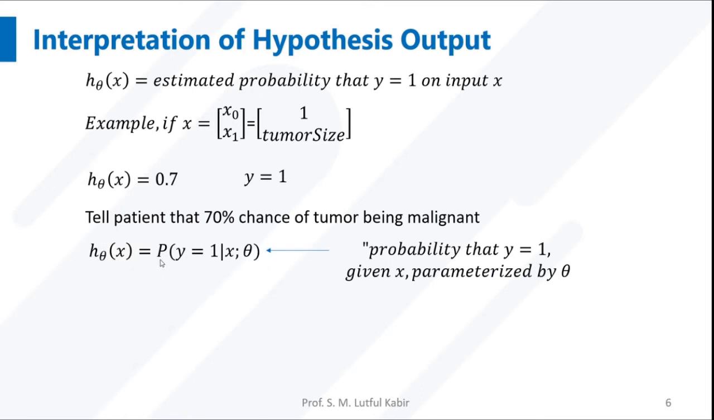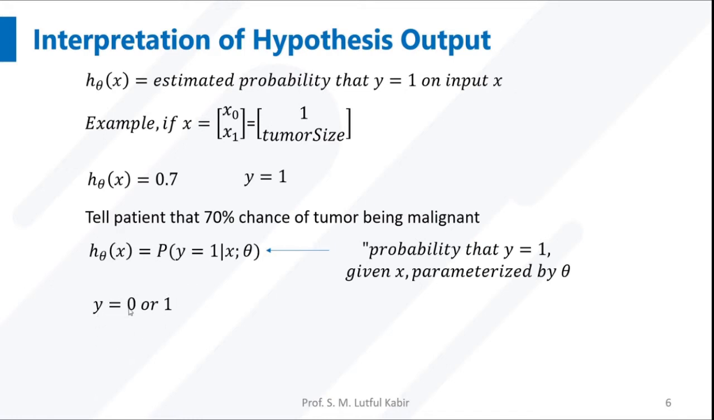So mathematically, we describe it like this. h of x is nothing but the probability of y equal to 1, that means the probability of having a malignant tumor for a certain value of x, which is parameterized by theta. That means with a parameter theta for certain x, the probability will be that value, and the probability for what? Probability for having a malignant tumor.